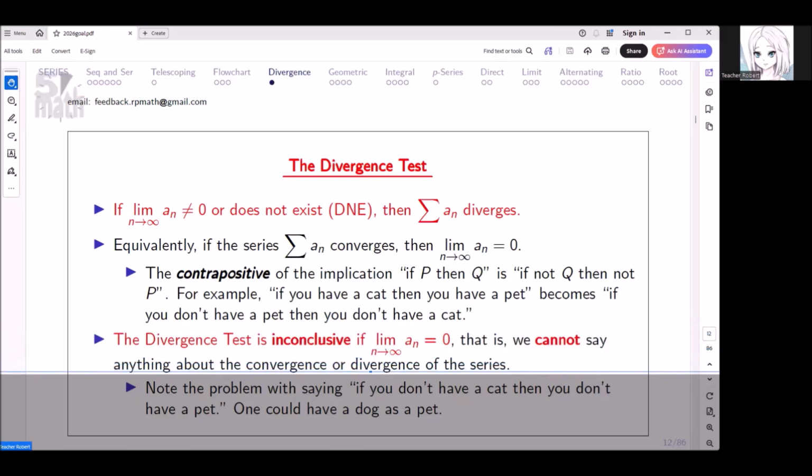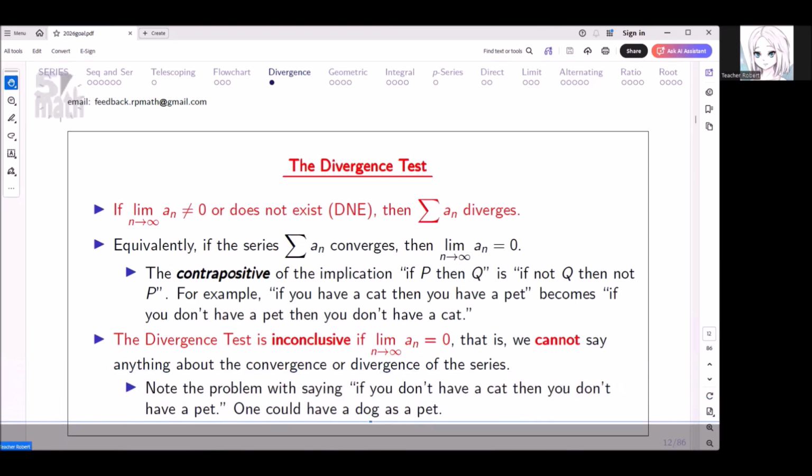The divergence test is inconclusive if limit n to infinity an equals 0. That is, we cannot say anything about the convergence or divergence of the series. Note the problem with saying, if you don't have a cat, then you don't have a pet. One could have a dog as a pet.